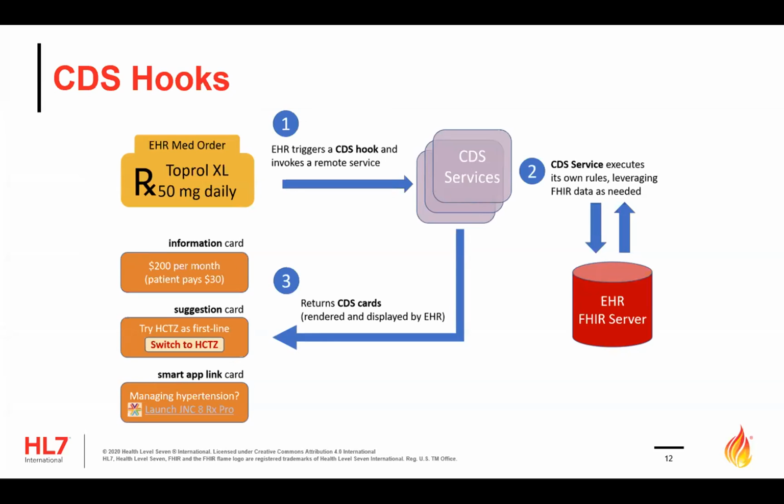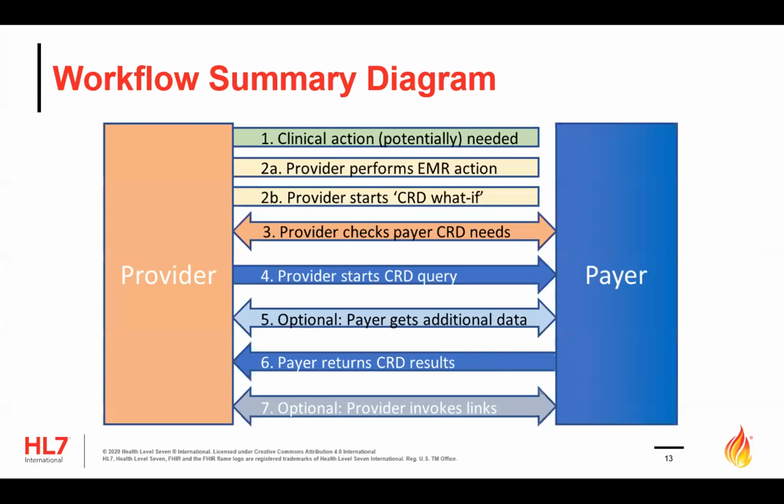The overall workflow is that the provider does something in their EMR based on a clinical activity, or the provider says, I have a question about what kinds of payer information might be provided if I decided to do something like this. I'm not actually going to create a prescription. I'm going to do a what-if I created a prescription. In either case, the EHR or an app fires off a request to the payer and says, do you have any useful information?